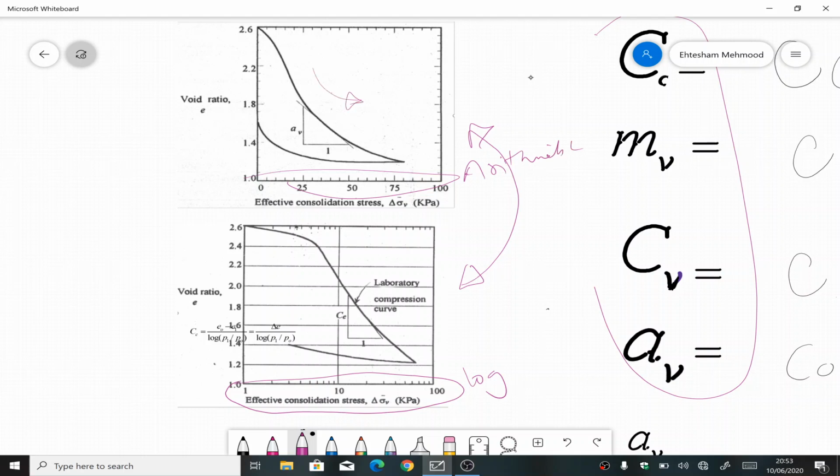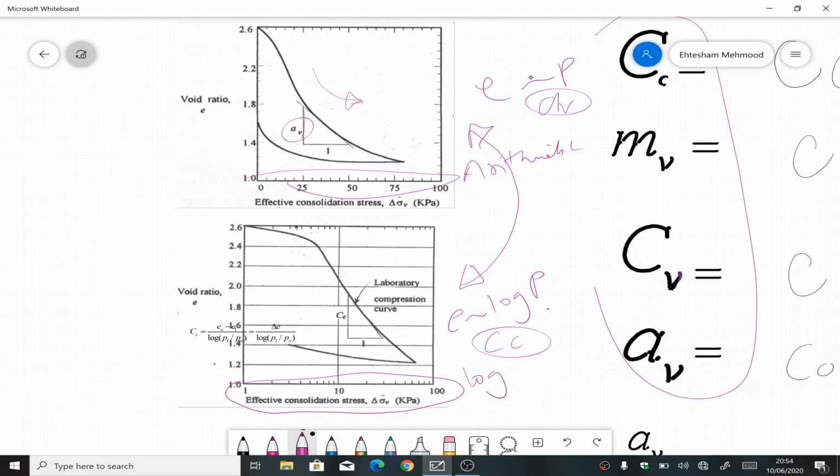Now why do we need to plot these two different things? Because the slope of the straight portion of this curve is the AV value, and the slope of the e-log P plot, so this is the e-log P chart and this is the e-P chart. The slope of the e-P chart will give us AV, and the slope of the e-log P chart will give us CC.